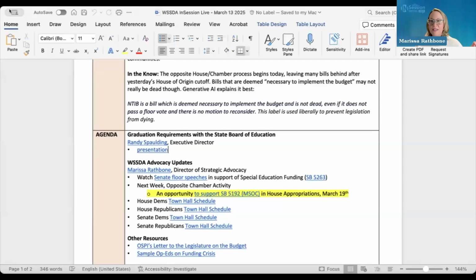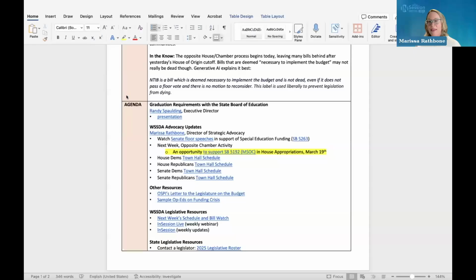Oftentimes those are fiscal related bills, so bills that have some kind of fiscal implication that they could deem, again, I keep having to say, necessary to implement the budget. That's what they will determine in order to bring it back. So there is no clear definition. And even if a bill didn't progress through the process on its House of Origin side, necessary to implement the budget could still apply. So that's why I recommend you don't let any bill off your radar, because it potentially will come back.